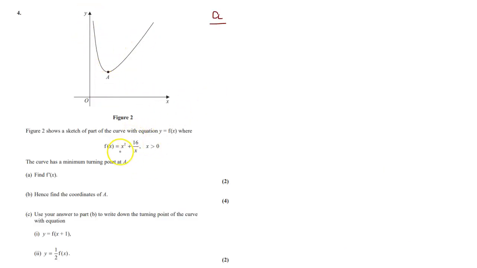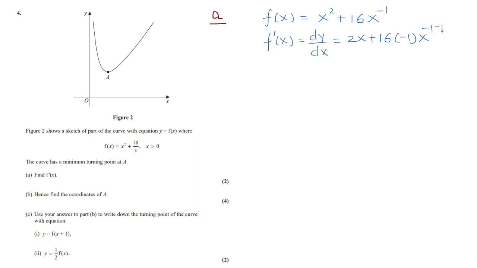This shows the sketch of a curve. f(x) is equal to x square plus 16 over x, and x is a positive number. It has a minimum turning point. You can see it's here. Find f dash x. So f(x) is equal to x square plus 16 x to the power minus 1. F dash x is also dy over dx. Don't get confused with the integral, they write integral y dx. So that will be 2x plus 16 times minus 1 x to the power minus 1 minus 1. So that is equal to 2x minus 16 x to the power minus 2.